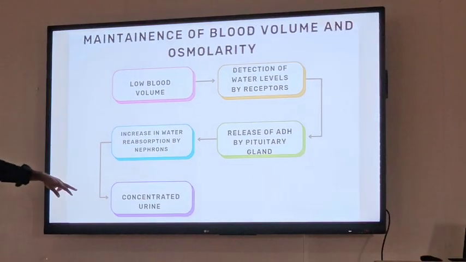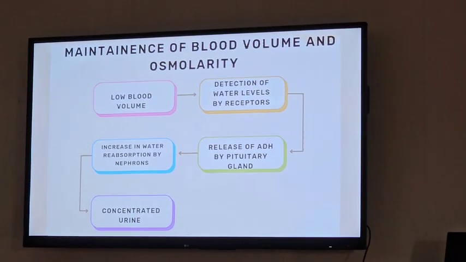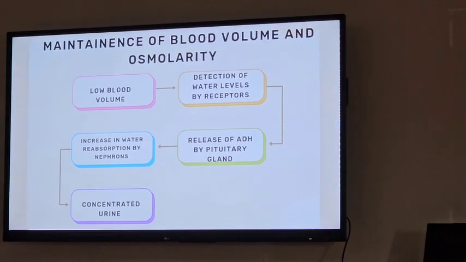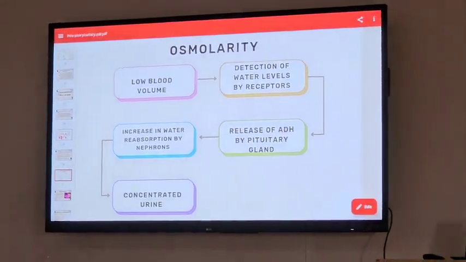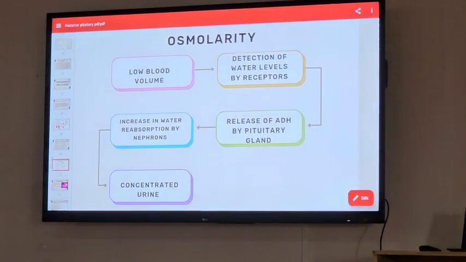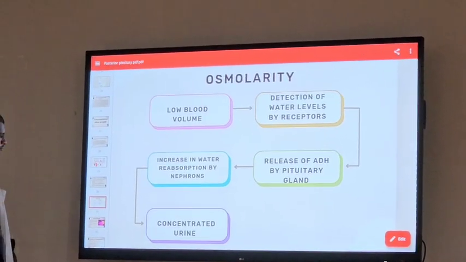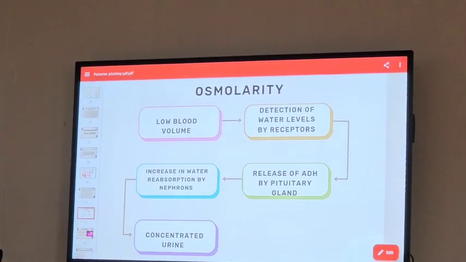Now in the flow chart, low blood volume is present when there is detection of a water level by the receptor. So there is release of ADH from the pituitary gland. Due to this, there is increase in water reabsorption by the kidney, so low loss of water, so concentrated urine and maintenance of blood volume and osmolarity occurs.